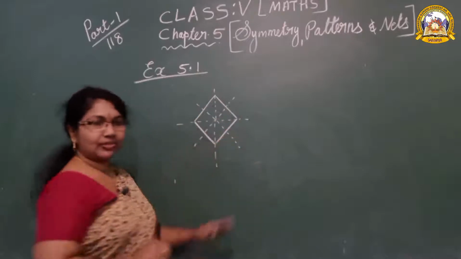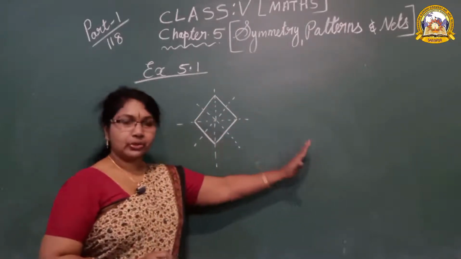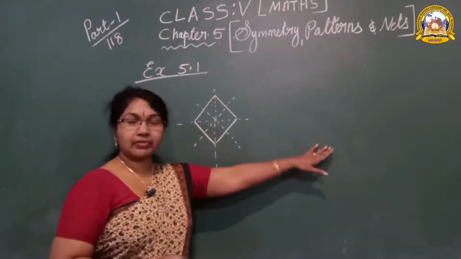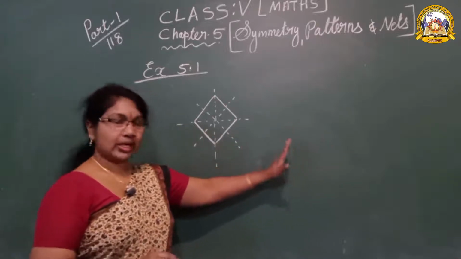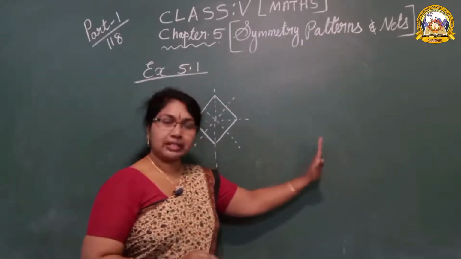Understood? No? Easy way, no? So like that, two more questions. You have to use some. One star is given, so you think it has no line of symmetry. Then questions 2 and 3, you have to do in the practice book only.